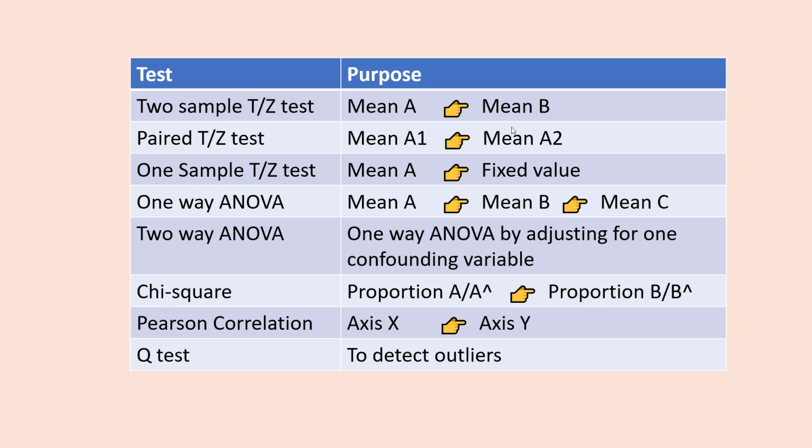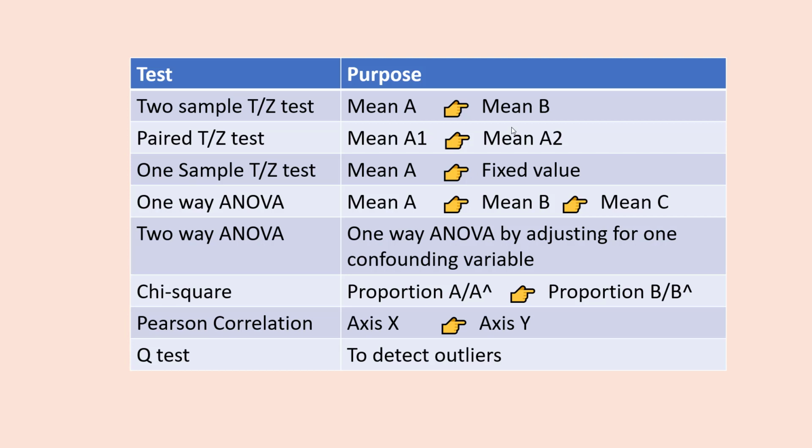We use these T test or Z test to compare the mean of two groups, the mean blood pressure of group A versus the mean blood pressure of group B, something like that. Paired T or Z test we use to compare the means of pre and post situation. Same group, we compare the pre-mean value against the post-mean value.